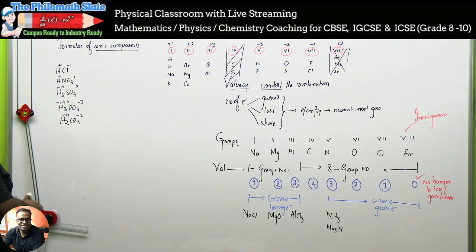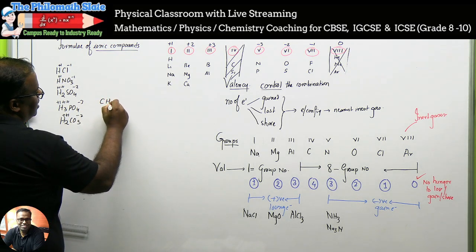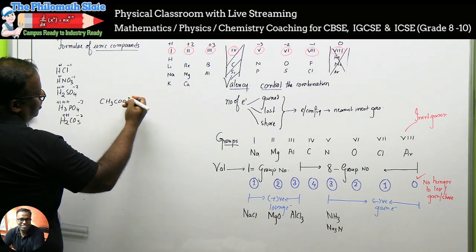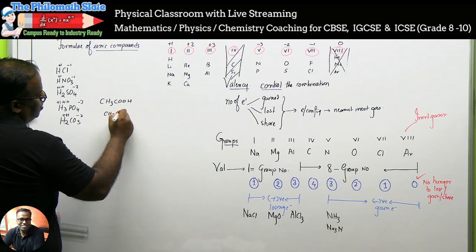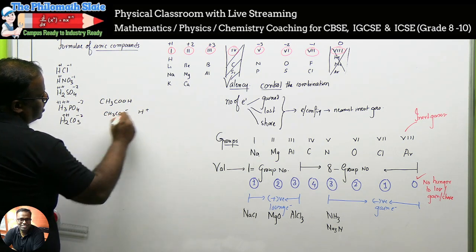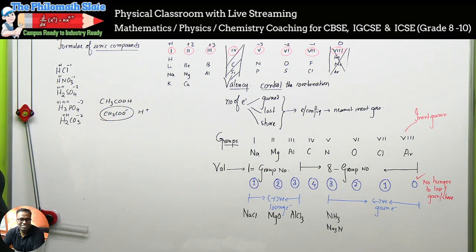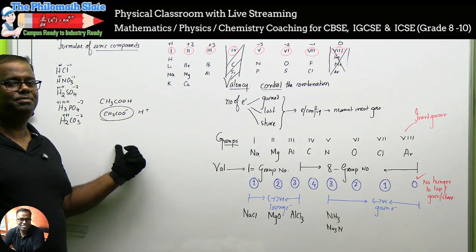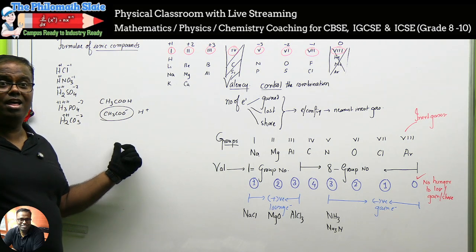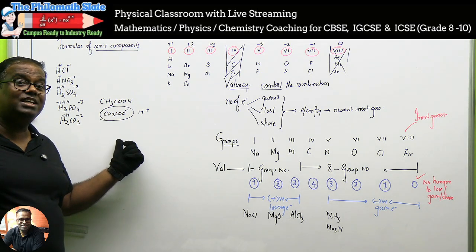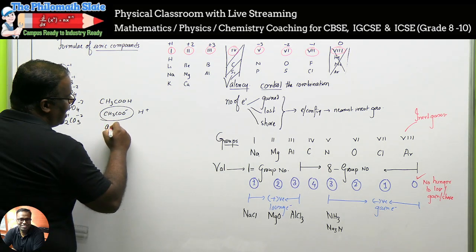How will acetic acid split up? What is acetic acid? CH3COOH. This hydrogen is going to go away, so it will split up into CH3COO minus and H+. Can you give me the name of this anion? Look at me, no looking at the book. Acetic acid gives what is known as acetate.